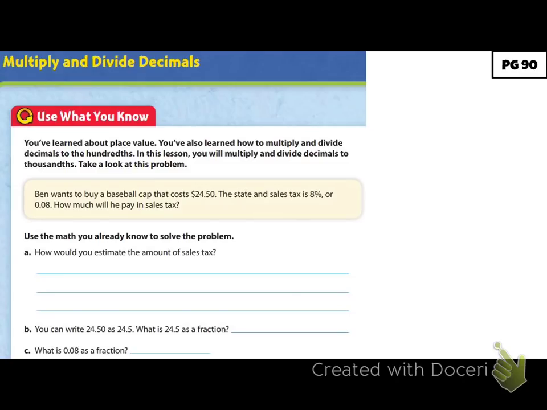So, we're going to start with what we know, and the question says, Ben wants to buy a baseball cap that costs $24.50. The state and sales tax is 8% or 8/100. How much will he pay in sales tax? So A says, how would you estimate the amount of sales tax? So, when we estimate, we round.